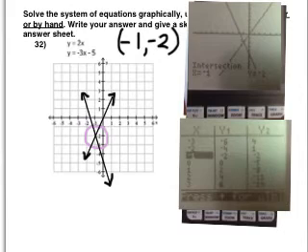Now, I'm sure that looked a lot harder than it was. You just have to get practice. I had to take these pictures of the graphing calculator and try to get those lines in there. So if you're going to do it with a graphing calculator, you need some practice.